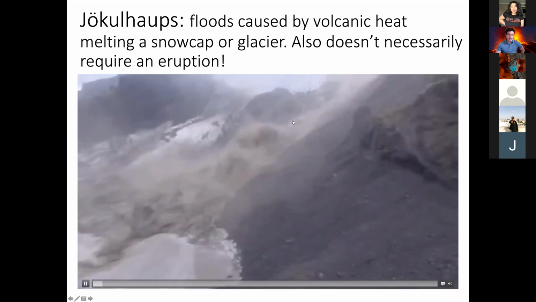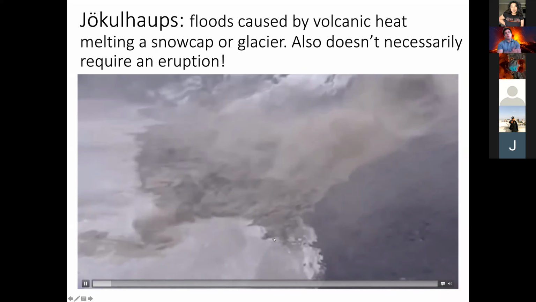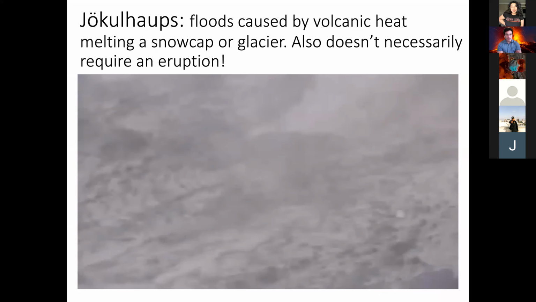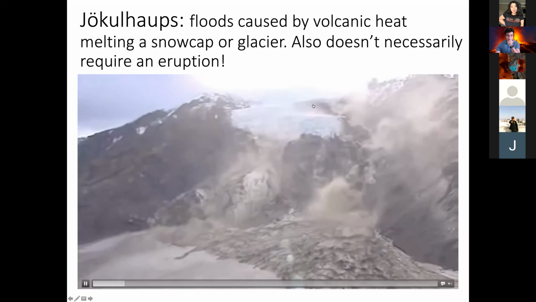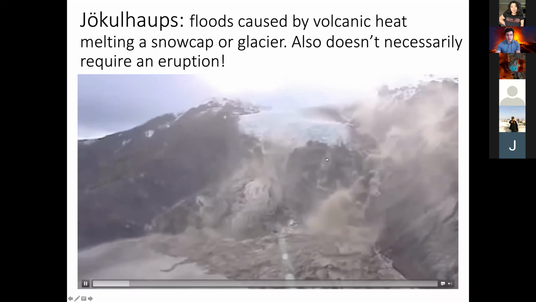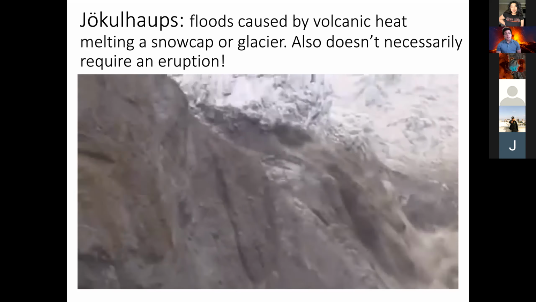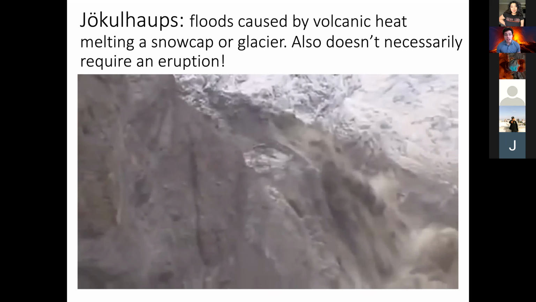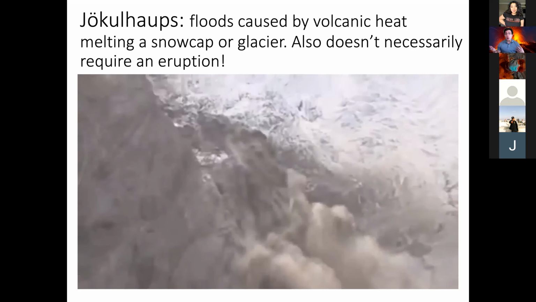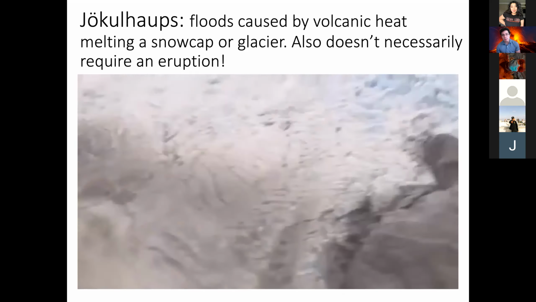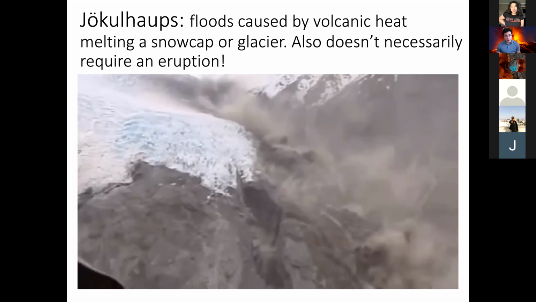And this is Eyjafjallajökull, again, in Iceland in 2010. And so in this case, the volcano was erupting. But basically what happened is if the volcano is under a glacier or a snowcap, so here you can see the glacier, and all of this mud and stuff pouring out from under the glacier. That's because the volcanic heat started melting the ice. And then all of that water started flowing out from under the glacier and usually probably mixed with volcanic gunk. And it just causes this flood.